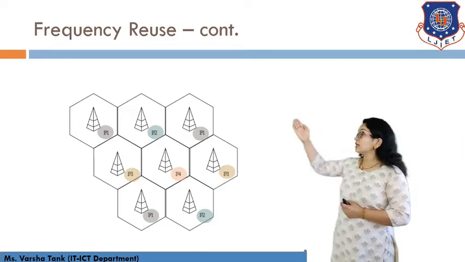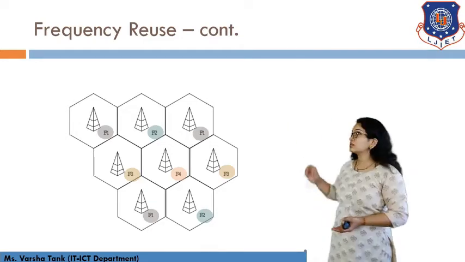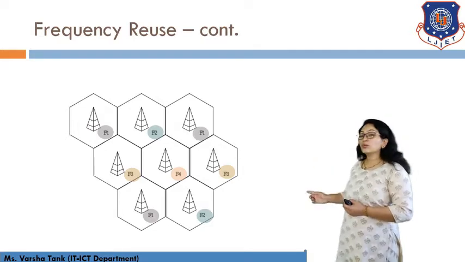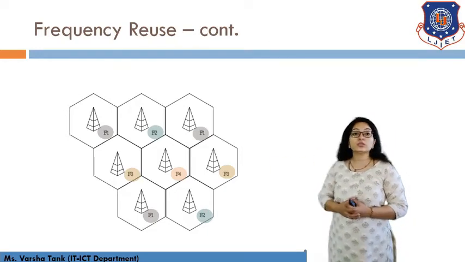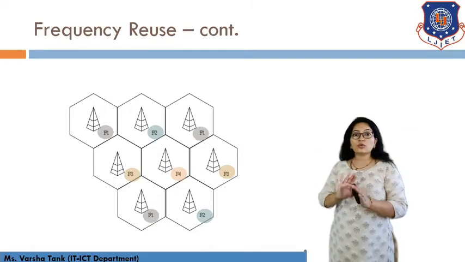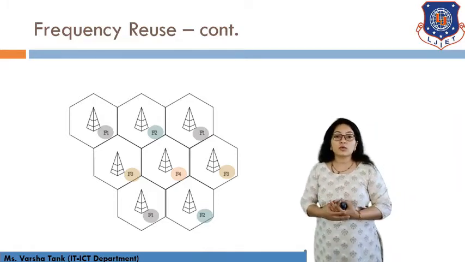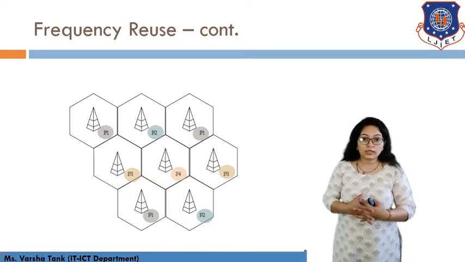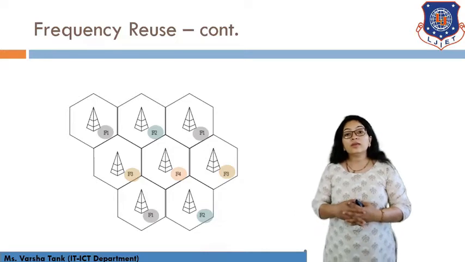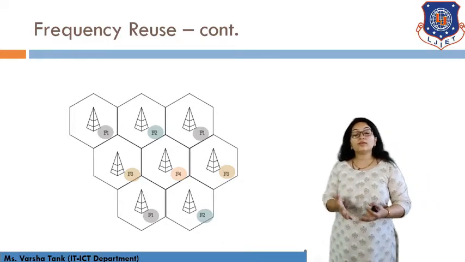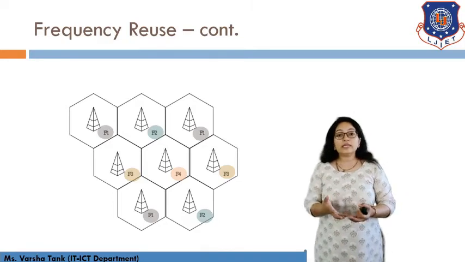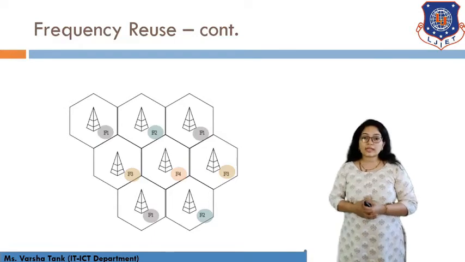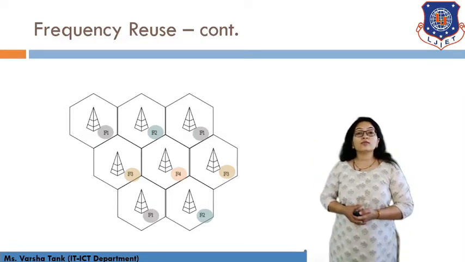Now here you can see F1 is reused at the same distance, as F1 is used here. In the same way F2 is used here, and F3 is used here. You can see there is no overlapping of the same frequency, so there is no chance of signal interference of the same frequency, and we are reusing the frequency. So we don't need extra frequencies, or a different frequency for each and every cell. So this is the concept of frequency reuse.